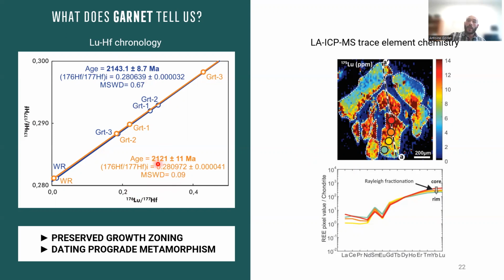2121-ish. And if we look at the distribution, so those are trace element maps done by laser ablation ICP-MS. And if you look at the distribution of the lutetium, this is one of the examples, you can see that the higher concentrations of the lutetium are located nearby the nucleation center. We interpret that as the result of Rayleigh fractionation. It also means that these garnets have likely preserved the growth zoning and the diffusion was limited. So we're basically dating the prograde metamorphism, and we're dating when the garnet nucleated and grew.